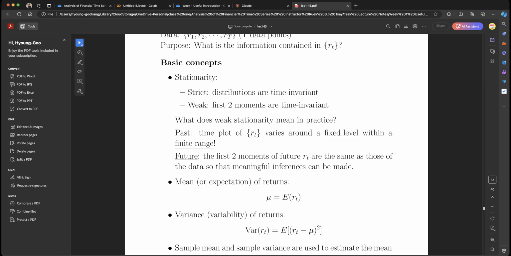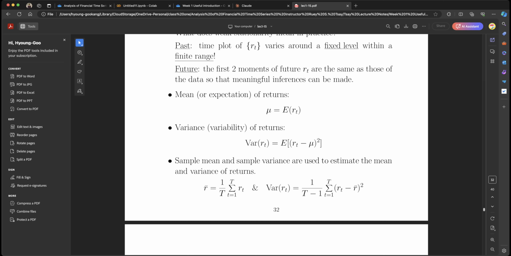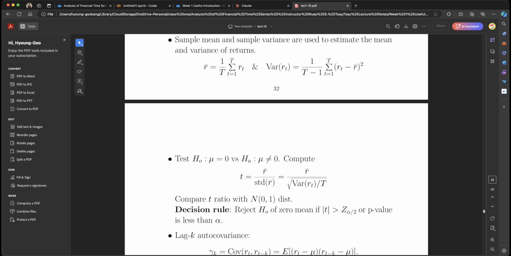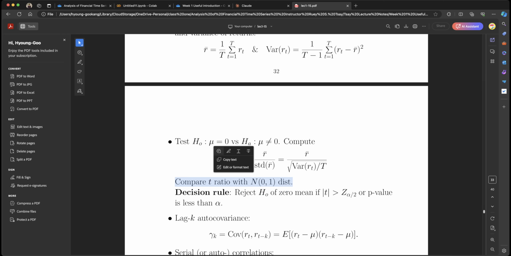The mean of return like this one, and the variance of return, or variability of return, is defined like this. Again, the sample mean and sample variance are used to estimate these. And now the test of zero: is the mean zero or not? Then what we do is calculate the t-value, which is the sample mean divided by the sample standard deviation, this one. And then compare this t ratio with the normal distribution. The decision rule is to reject the null hypothesis of zero if t is greater than this one or the p-value is less than alpha.